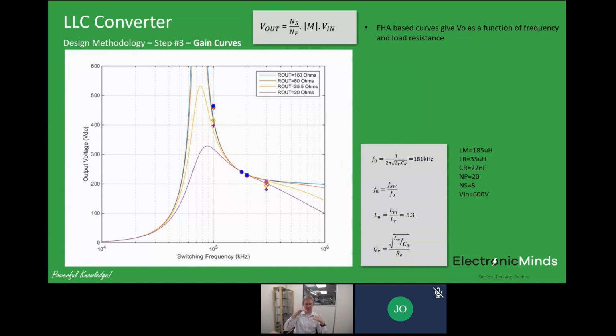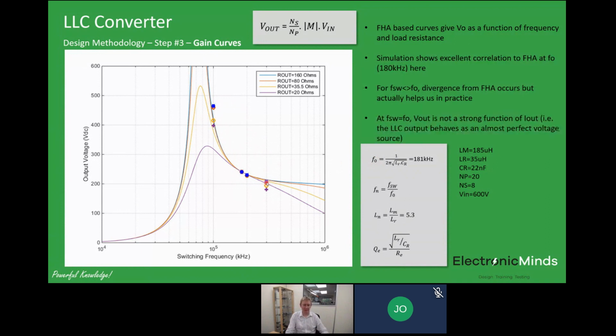If the FHA were true, you'd have to go through a much wider range of operating frequencies to achieve those operating points. But in practice, you don't have to do that. The FHA model falls apart, so you only need a narrower range of frequencies. You still need to design it correctly for your output load case, but you're always best running a simulation to make sure that you can meet those operating corner points. So the simulation shows excellent correlation to the first harmonic approximation at that F0 point. We get divergence as we move away from that point.